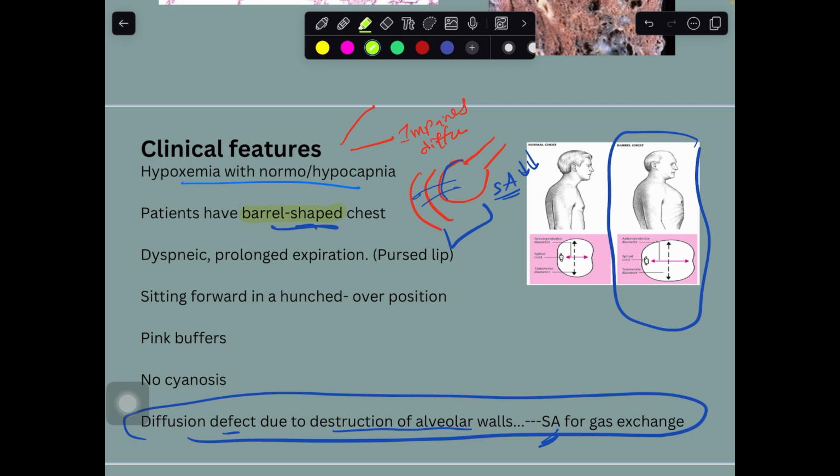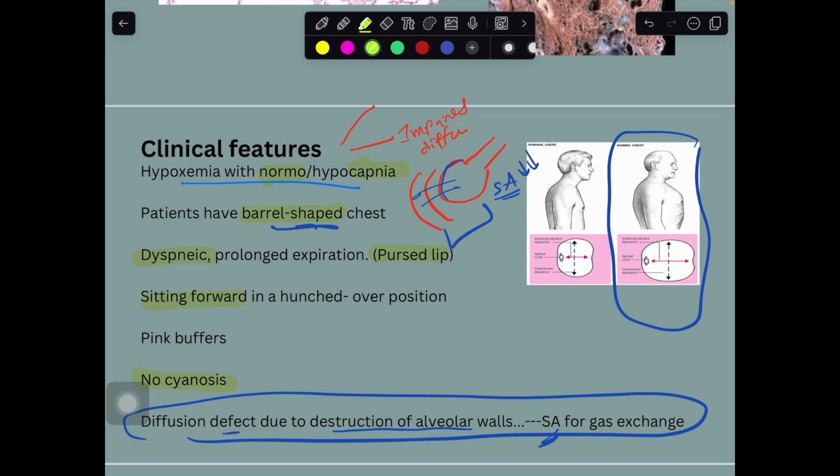So there's barrel chest. The patient will be dyspneic, as we mentioned, because there is normal capnia and the respiratory center is working normally. And so you will see these patients are actively having difficulty breathing. You will see that they are breathing heavily. They are taking a very long time to breathe. You will see pursed lips to try to increase the ability to expire. You will be seeing them sitting forward to make the breathing process much easier as well.